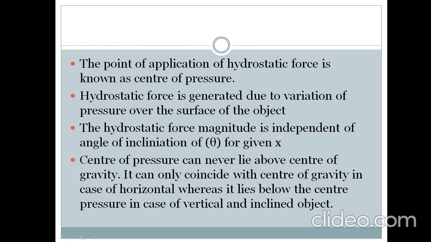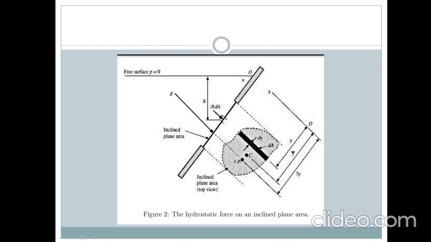The center of pressure can never lie above the center of gravity. It can only coincide with the center of gravity in the case of a horizontal surface, whereas it lies below the center of gravity in the case of a vertical or inclined object. In this figure, C is the centroid of the object and Cp is the center of pressure, where the hydrostatic force acts. As we go down, the pressure on an object increases.